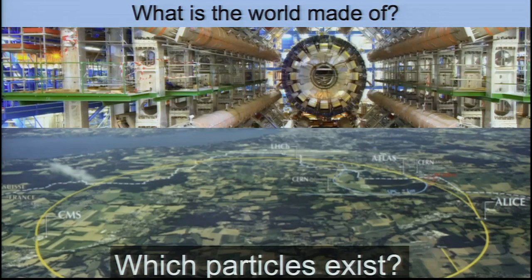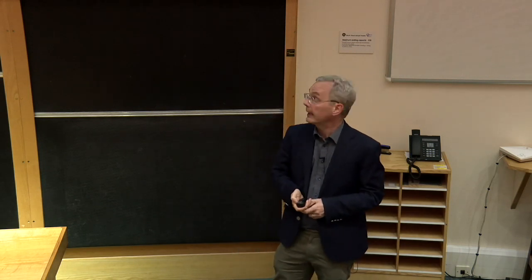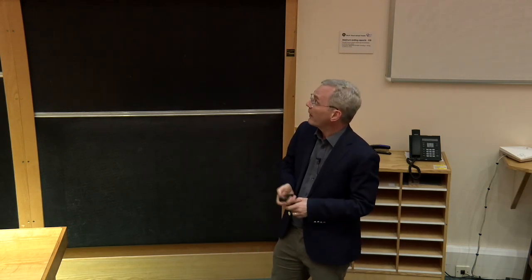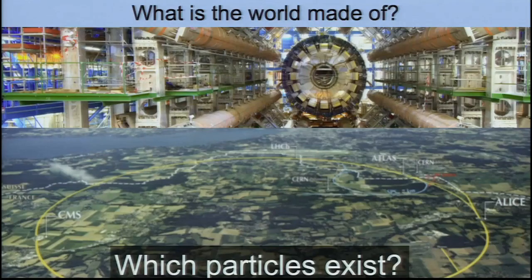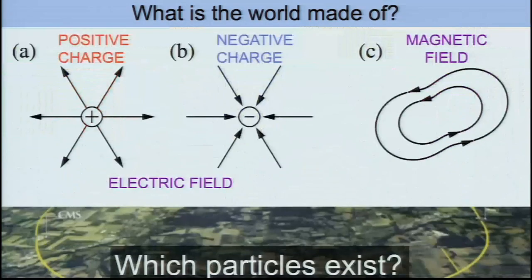And they discovered the Higgs boson famously a few years ago. But that's the kind of question that they ask. One of the things that you find when you look at particles is that electricity is very important. So positive charges produce electric fields that come out. Negative charges have electric fields that go in.